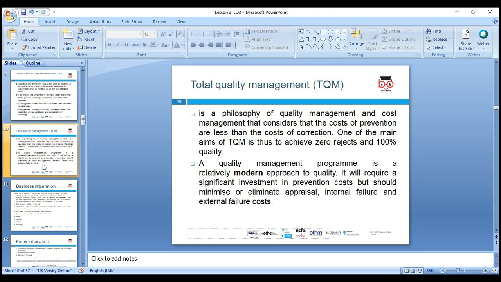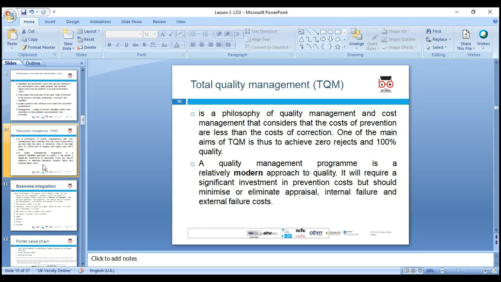If you do the work right the first place, or you prevent it, prevention is always better. So if you provide safety shoes to your workers, they won't fall down or slip or trip. Because if it happens at work, you pay the injury claim to the workers, which can cost 40-50,000 pounds, if you offer them 10 or 15 pounds worth of safety shoes free. Yes, that's prevention. So one of the main aims of TQM is zero rejects and 100% quality.